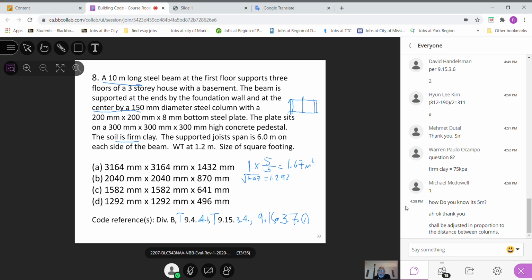1.2.9.292. That will be millimeters. Meters, sorry. Okay, so I have a width, and then I look at 915.342, because I also saw that the supported joist span is 6 meters. That's greater than 4.9. So now I have to do another adjustment. That footing.